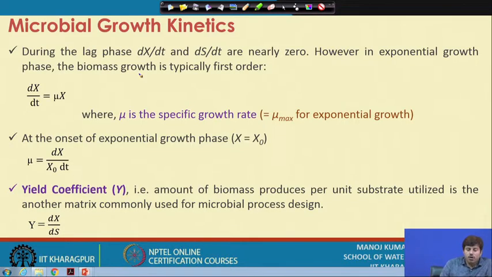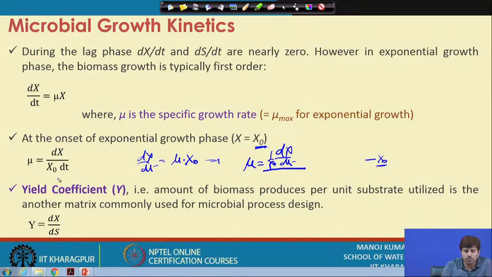So, at the onset of the exponential growth phase, when it is just starting, what happens at the starting point if you have inoculated with x0 amount of biomass? So, biomass at time t equal to 0 is your x0. Then your dx by dt, the rate of change, will be mu times x0, or from here we can get mu is equal to dx by dt times 1 upon x0. So, this mu becomes equal to dx by x0 dt.